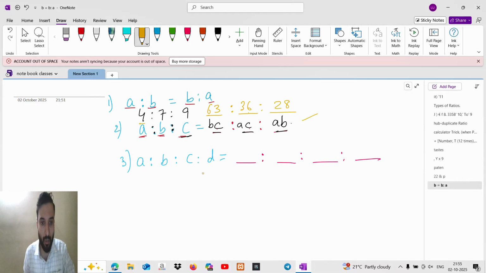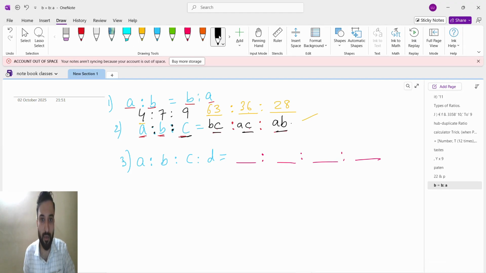Okay, now the same thing, this also will do the same thing. A, B, C, D. For finding a, we will hide a, we will multiply b into c into d. Now for finding b, we will hide b, we will multiply a into c into d. For finding c, we will hide c, we will multiply a into b into d. For finding d, we will hide d, we will multiply a into b into c.